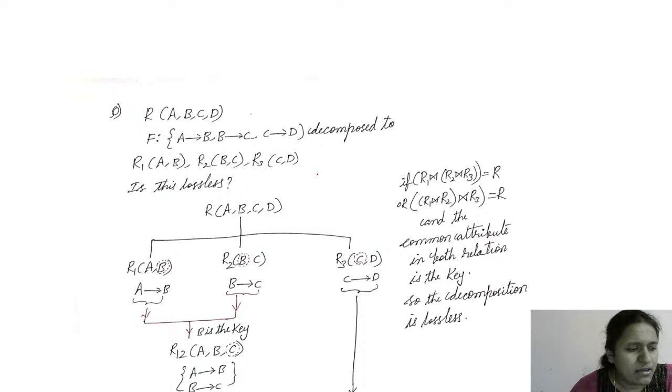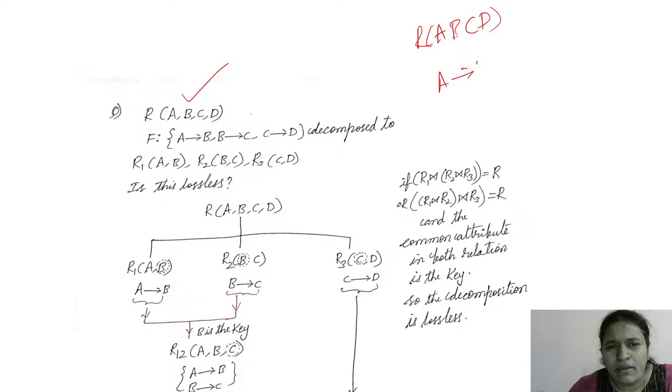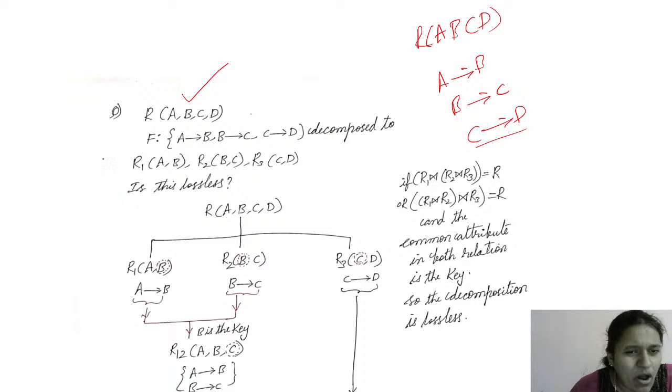Here see, the given relation is R(A, B, C, D). The functional dependencies are A to B, B to C, and C to D. This is decomposed into R1, R2, R3. We have to combine these three relations, then we have to check if it is lossless decomposition or lossy decomposition.